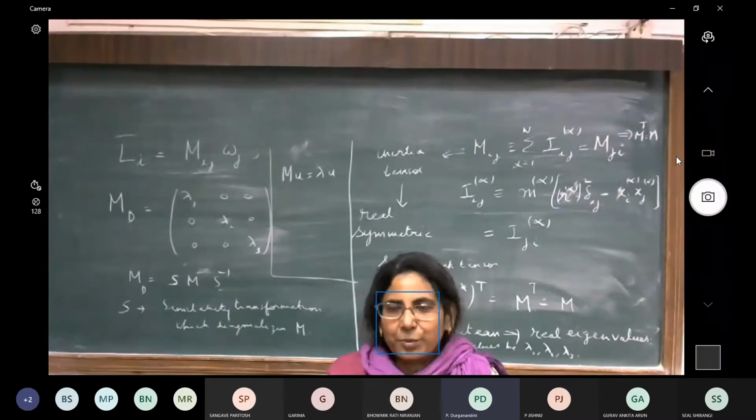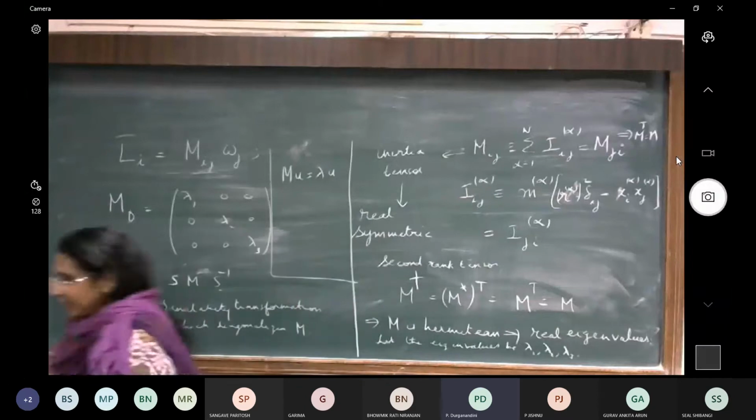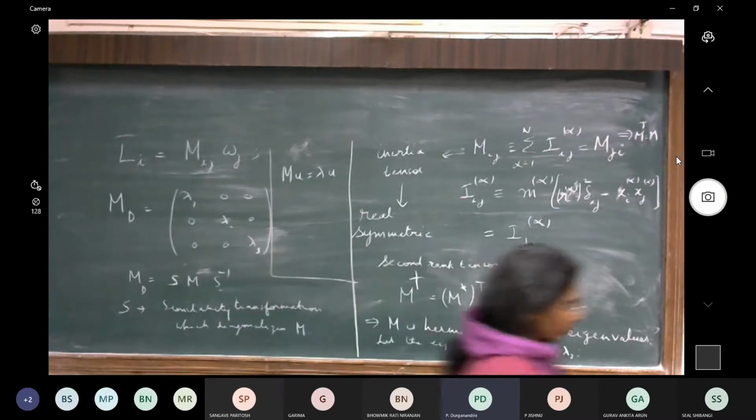Okay, let me give you a hint. Suppose I know the eigenvectors of this. Using those eigenvectors, can I figure out what the transformation matrix S is? Okay, if you people have not done this exercise, it doesn't make much sense for me to go ahead if these basic ideas are not known.